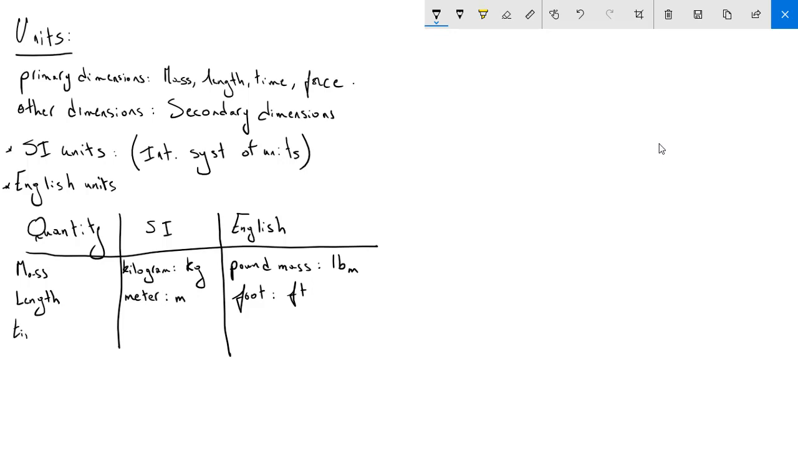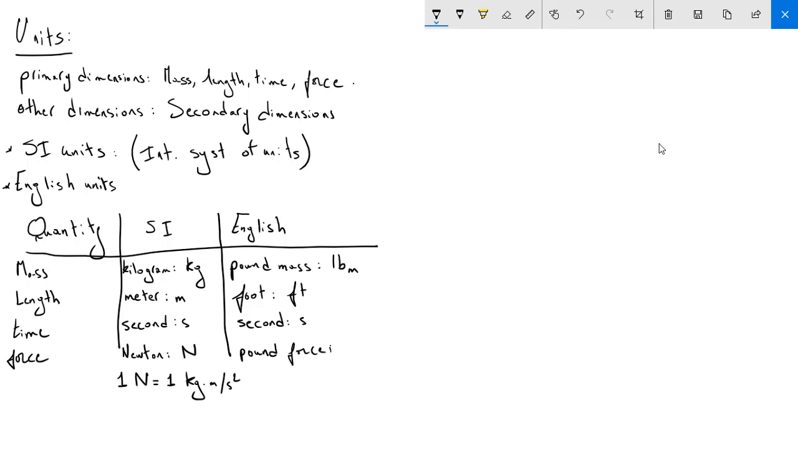The time is in second, symbol s, for both systems. For the force in SI units, it's in Newton, so the symbol N, and each Newton is, as you know, 1 kilogram meter per second square. However, in English unit, the force is in pound force, with the symbol lb subscript f, and each pound force is approximately equal to 32.2 pound mass feet per second square.